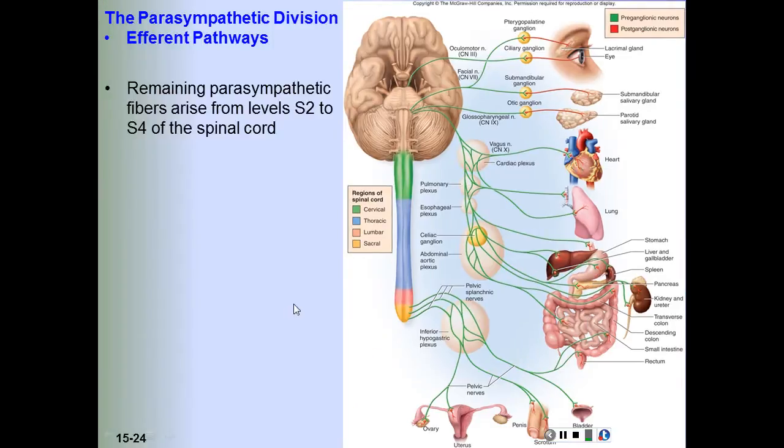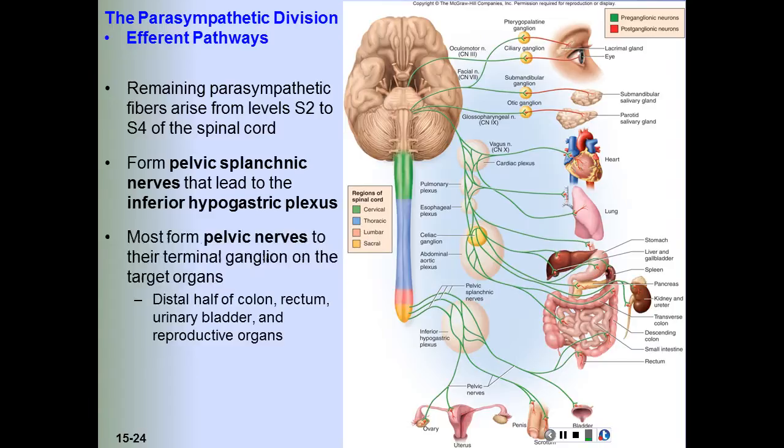Now the remaining parasympathetic fibers arise from levels S2 to S4 of the spinal cord. These fibers travel a short distance in the anterior rami of the spinal nerves, and then form pelvic splanchnic nerves that lead to the inferior hypogastric plexus. Some fibers synapse here, but some must pass through and travel via plexus nerves to the terminal ganglia in target organs.